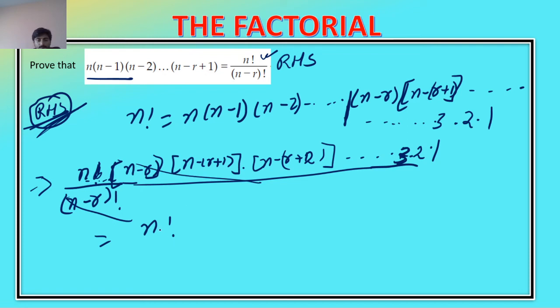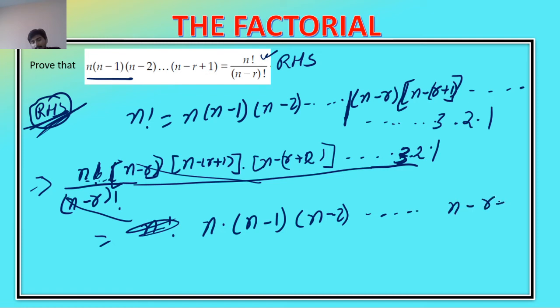So what will be left? n into n minus 1 into n minus 2 into, until what? n minus r plus 1. Because the next term will become n minus r, then n minus r minus 1, so the numbers keep on changing. Okay, so this is equal to LHS. Is it clear, all of you? Anyone is having any doubt, then please ask.